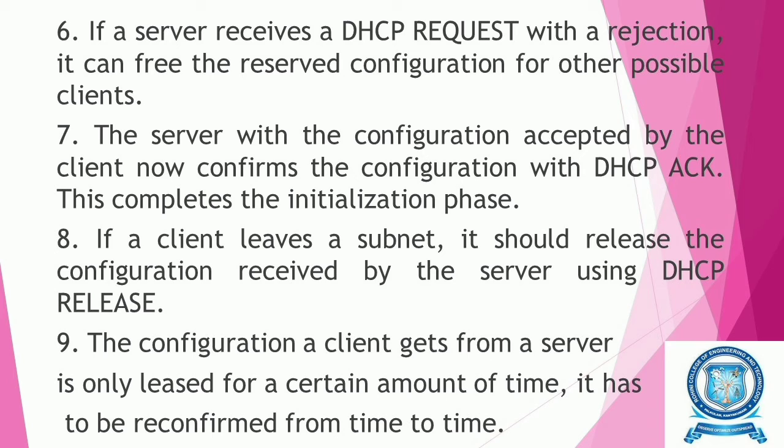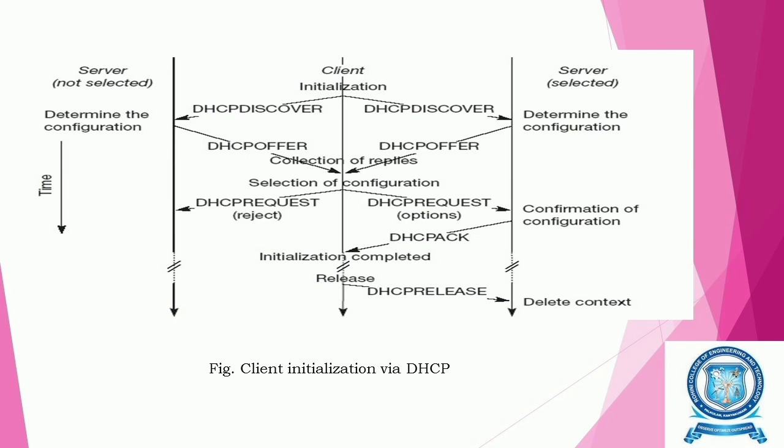If the server receives the DHCP request with rejection, then it should free all the reserved configurations so that they can be used by other clients. After the DHCP acknowledgement is received, the initialization phase is completed. Then the client has to release using the DHCP release. So this is the diagram which explains all these things.